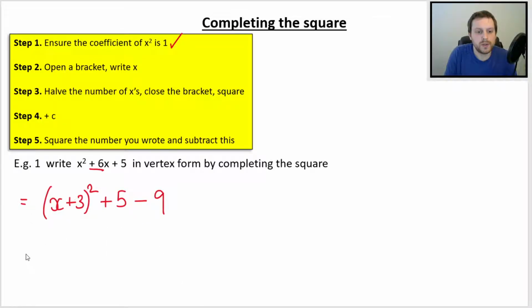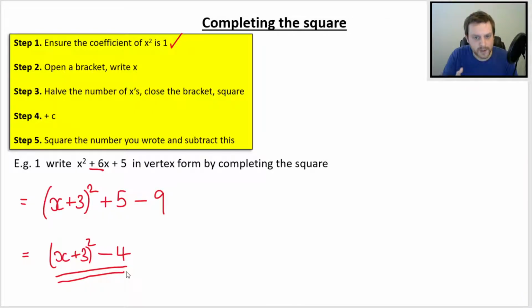So I'm going to write equals, and then I'm going to tidy this up a bit, right? So this is x plus 3 all squared. Take away 9 is minus 4. Right, and it turns out this is the answer. This is the completed the square vertex form. Let's actually just check that we actually get this.